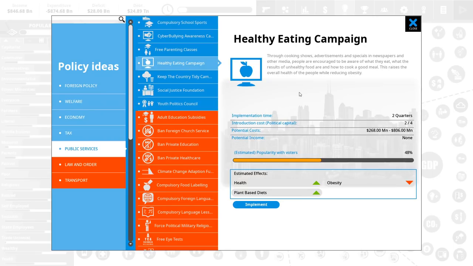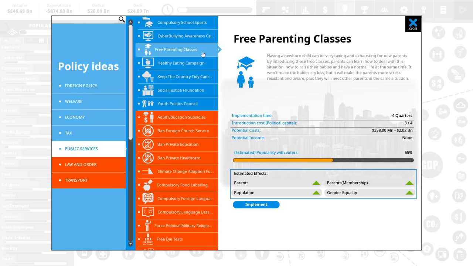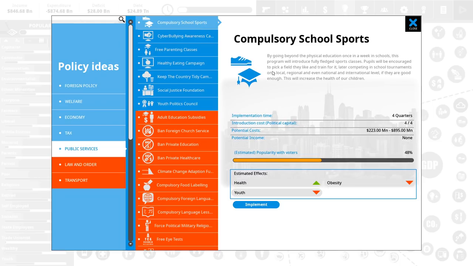Oh, here we go. Healthy eating campaigns. Yes, health goes up, more people consider vegetarianism, obesity goes down, not even that expensive. Basically, anything that helps out with health is good, but free parenting classes. Okay, that's a bit more expensive, which is unfortunate. Then again, compulsory school sports. That I can get behind. Get children exercising. In fact, I don't know why we'd really need to pay for that. I guess maybe for, like, the equipment or the fields or whatever. So, okay, that one's tempting. That's going to be unpopular with your youth.